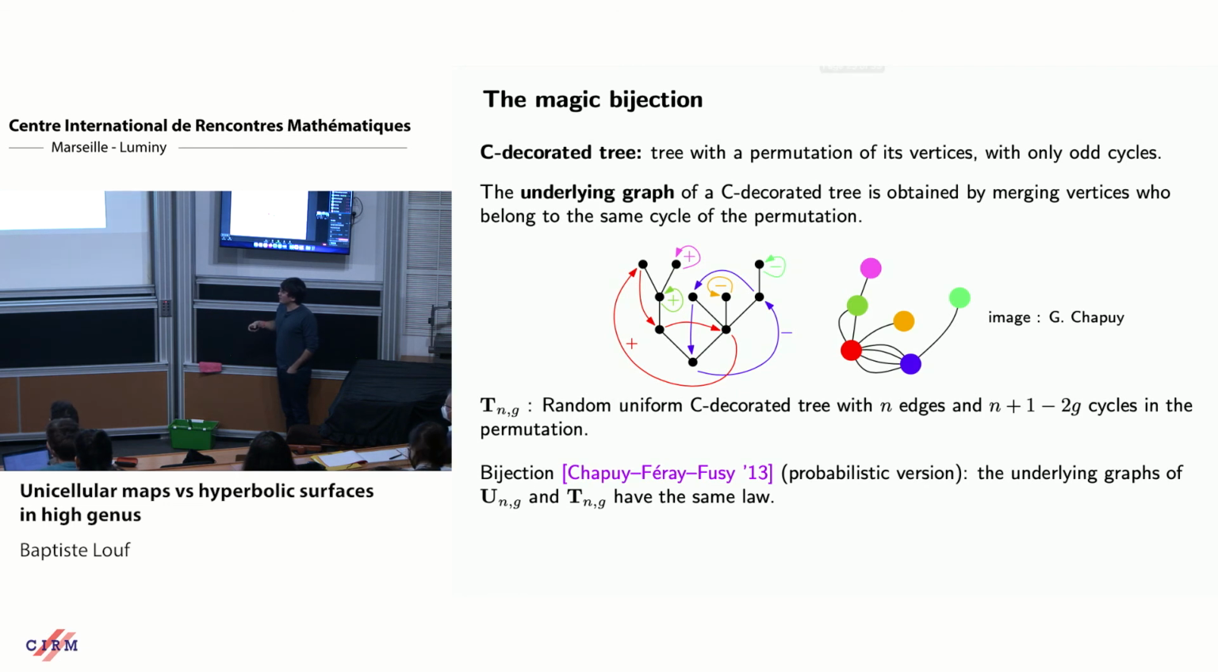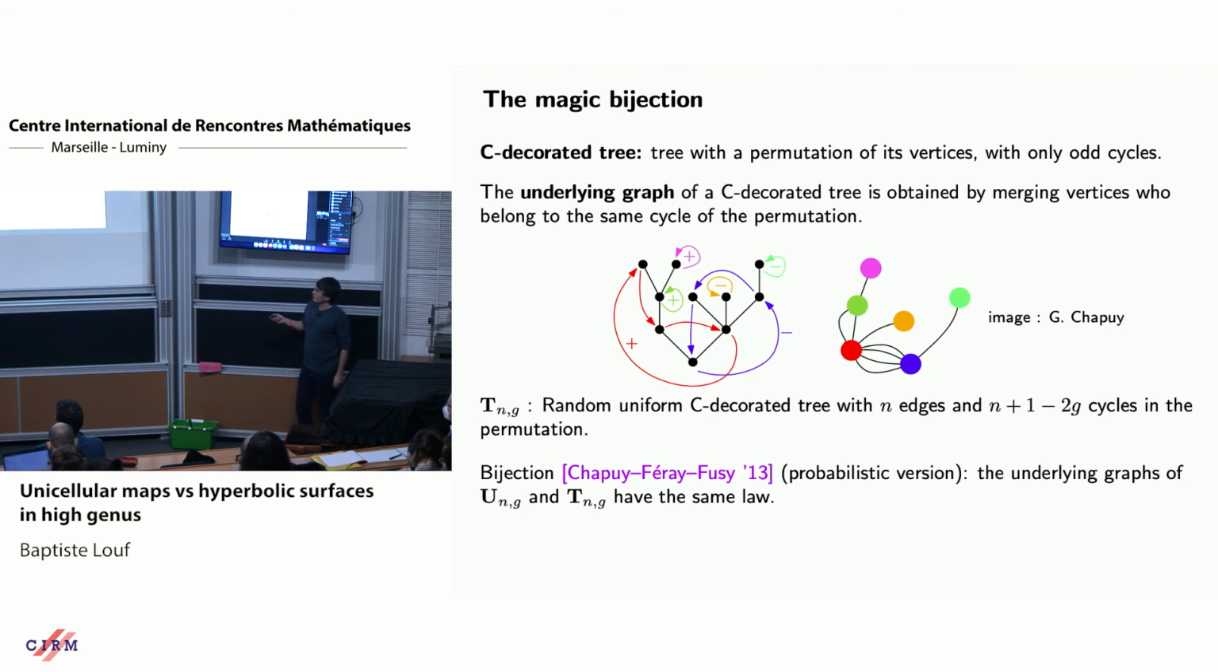All right, and the bijection of Chapuis, Ferré, and Fusy, in the probabilistic version of it, says that the law of the underlying graphs of the unicellular map U_{n,g}, I remind you that U_{n,g} is the uniform unicellular map with n edges and genus g, and this T_{n,g}. The underlying graph of a map is just the graph when you forget the geometric structure, by the way. So the bijection tells you that these two underlying graphs have the same law.